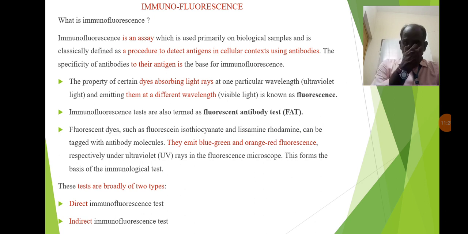So, immunofluorescence tests are also termed fluorescent antibody tests. Fluorescent dyes such as fluorescein isothiocyanate and lissamine rhodamine can be tagged with antibody molecules. They emit blue-green and orange-red fluorescence under UV light in the fluorescence microscope. It forms the basis of the immunological test. The tests are broadly classified into two types: direct immunofluorescence and indirect immunofluorescence.